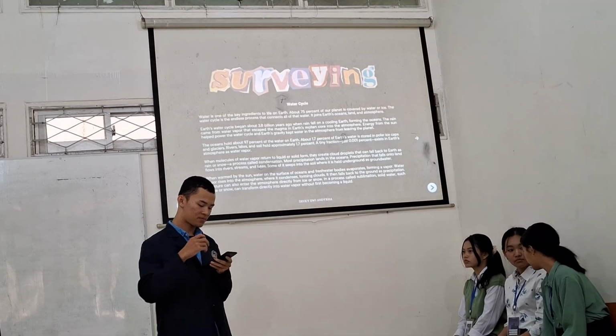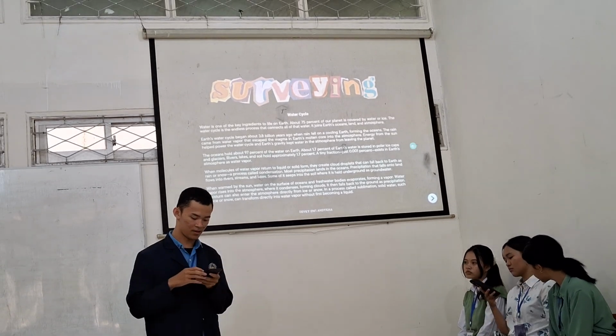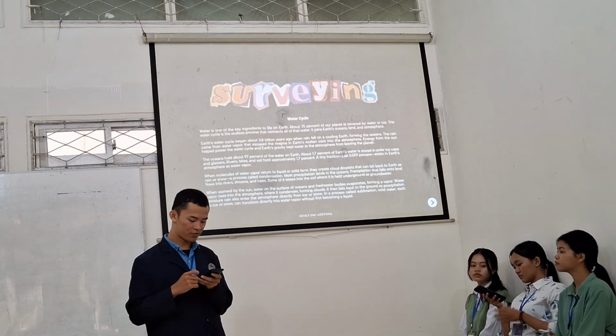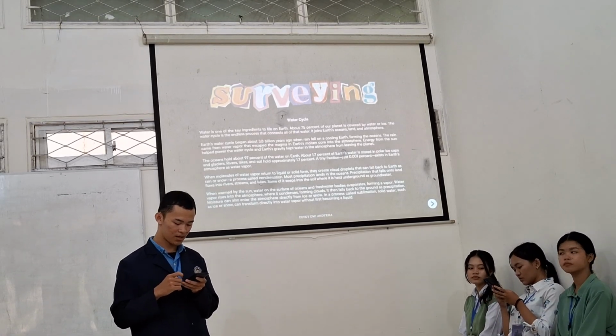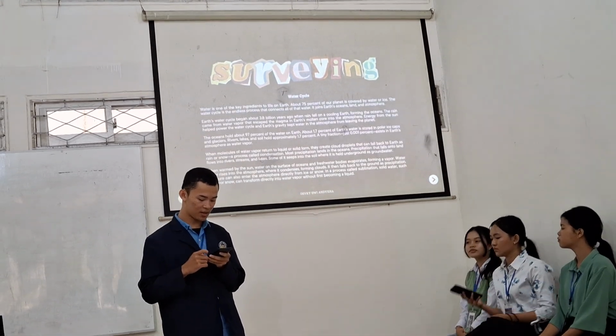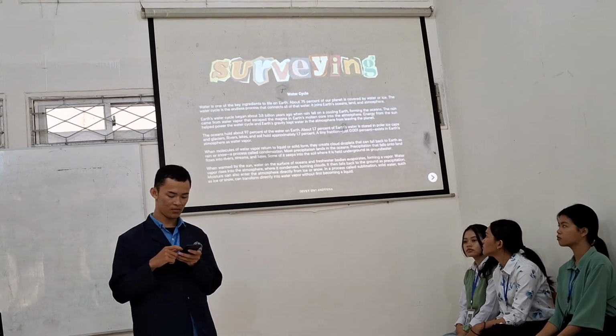Okay, I don't put the summary on this version, so the summary is: the water cycle involves evaporation, condensation, precipitation, and collection. Human activities such as deforestation and pollution can disrupt the natural flow of the cycle.